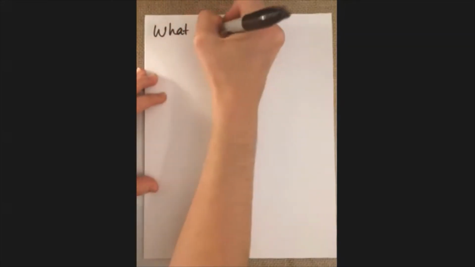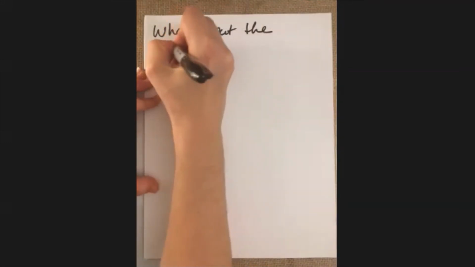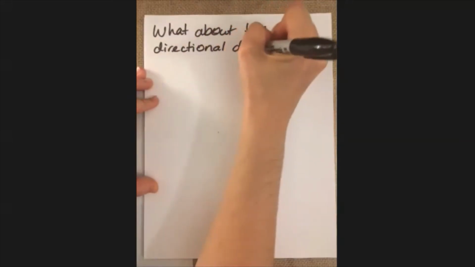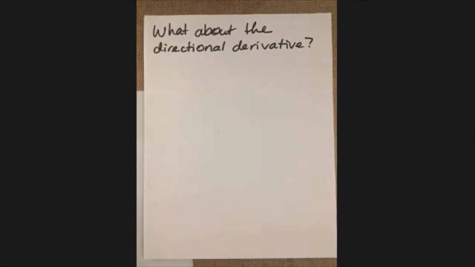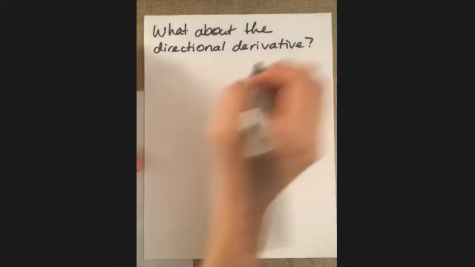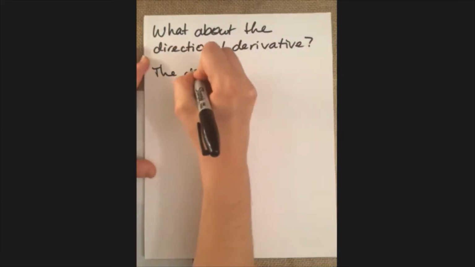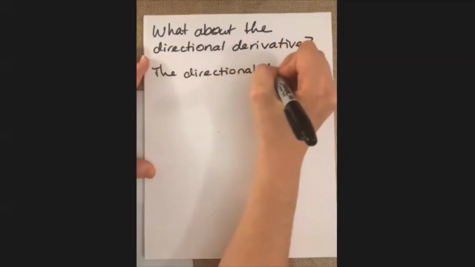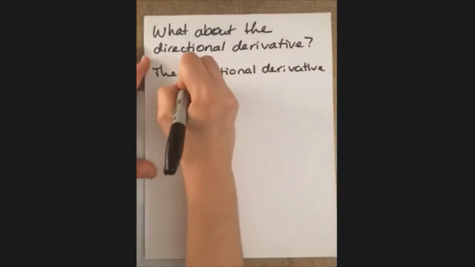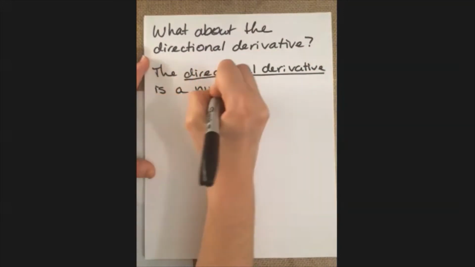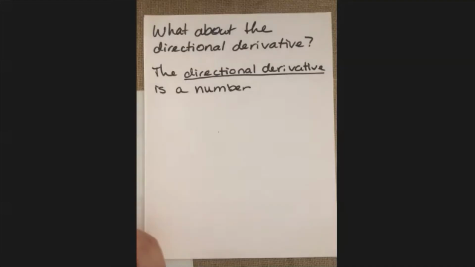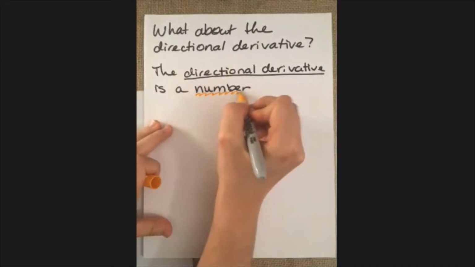And this notion of rate of change in a particular direction kind of brings us to the idea of the directional derivative. So what about the directional derivative? For this one right here, I really want to stress that first and foremost, the directional derivative is a number because it is the same idea as rate of change. So the directional derivative is a number, not a vector. Very, very important. This is not a vector.